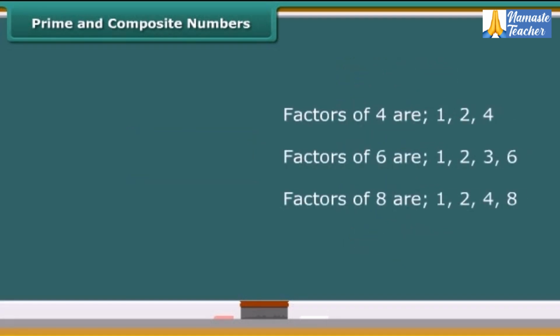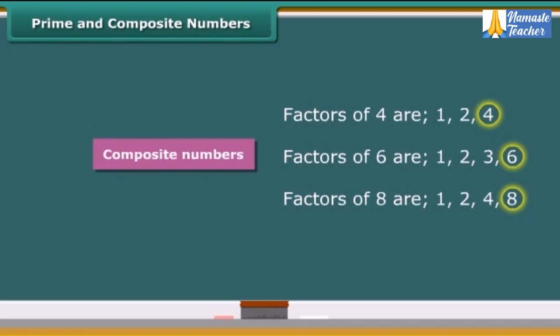Some other numbers like 4, 6, 8, etc. have more than two factors. Numbers that have more than two factors are called composite numbers. Number 1 is neither prime nor composite.